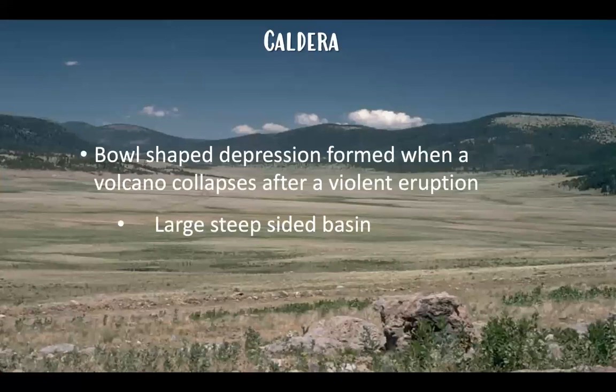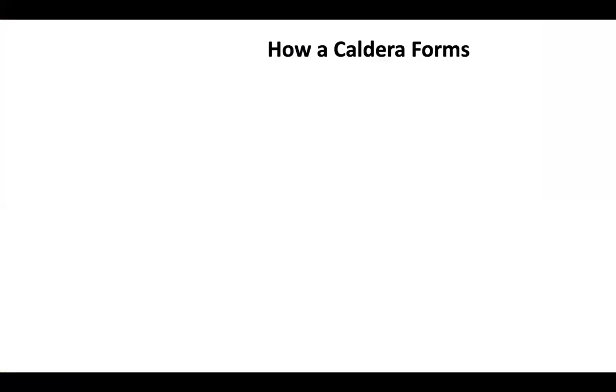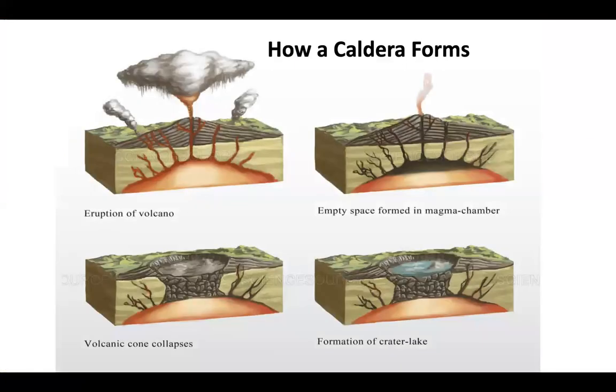It's usually a basin, like a bowl with steep sides. And here's how they form. What happens is you have this eruption of a volcano, this top left picture here. All that magma gets pushed out, but it explodes so much that the magma chamber under here empties and has this empty space.